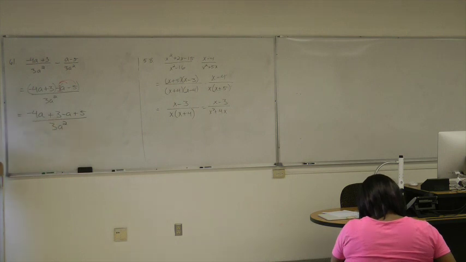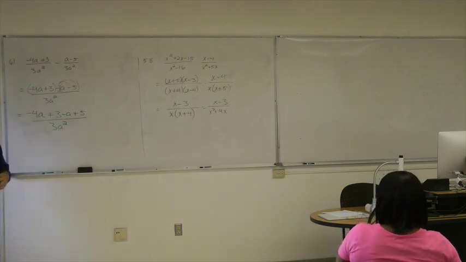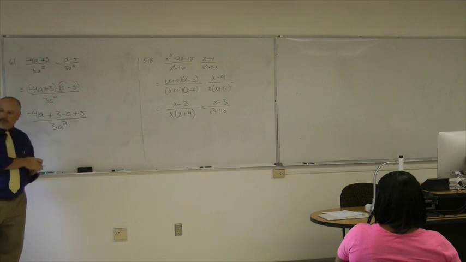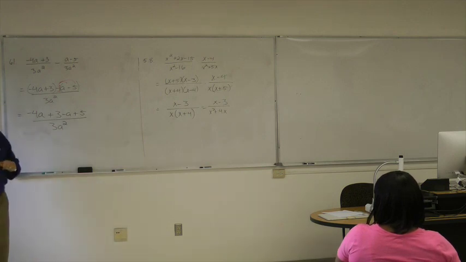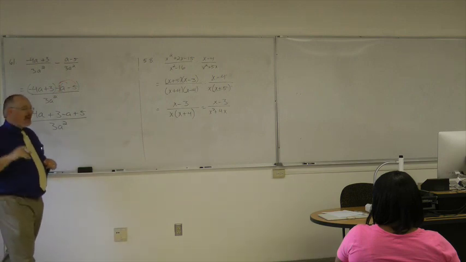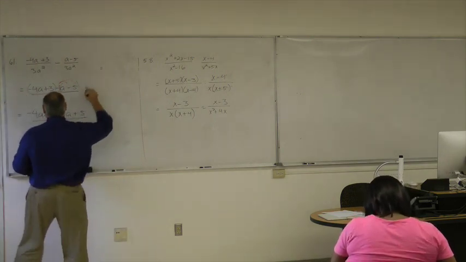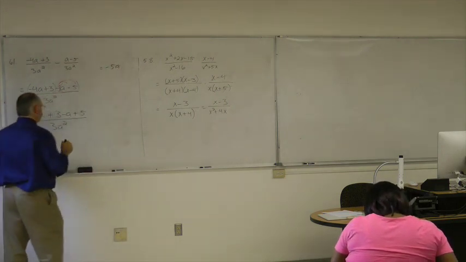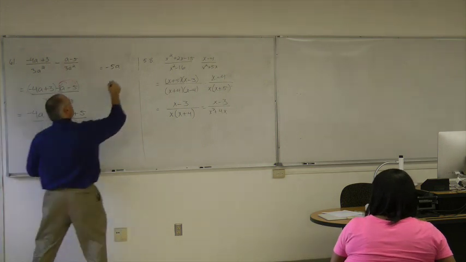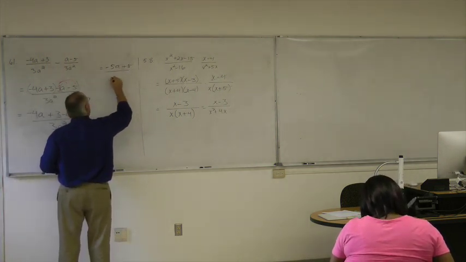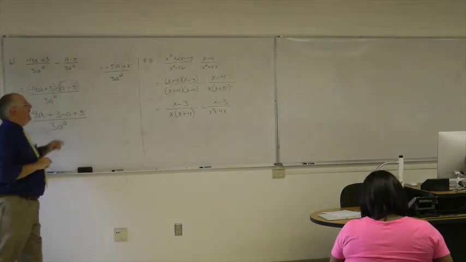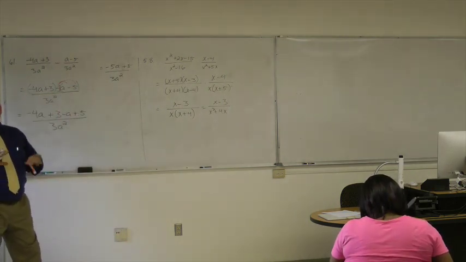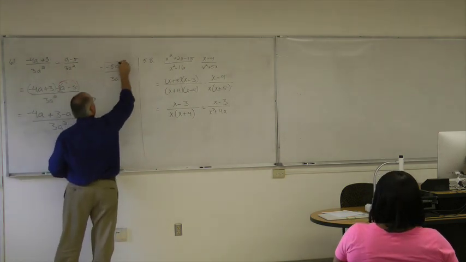Now in the numerator, we would simplify. Sometimes that simplifying is going to involve combining like terms. Sometimes that simplifying is going to be factoring to see if we can cancel. Because sometimes you've got to put your fraction in the lowest terms. The way to do that is to factor and cancel. So here, we have negative 4a minus a is negative 5a. 3 plus 5 is 8. Over 3a squared. And since there's nothing to factor in the numerator, we're done. And that's going to be the right answer.